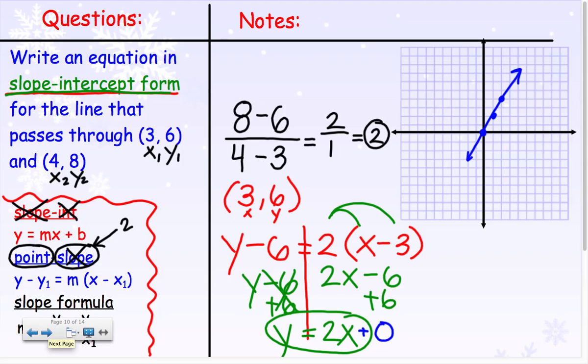So I've done 4 steps on this problem. I have found my slope. I wrote it in point-slope form. I got it into slope-intercept form. And then I graphed it. So they do take a little while.